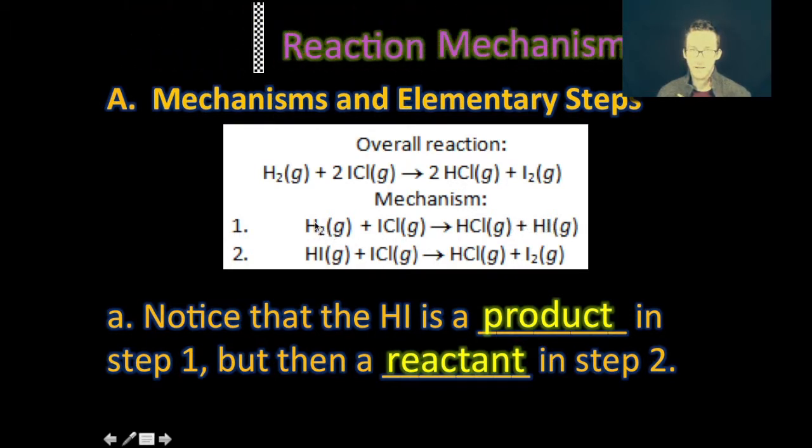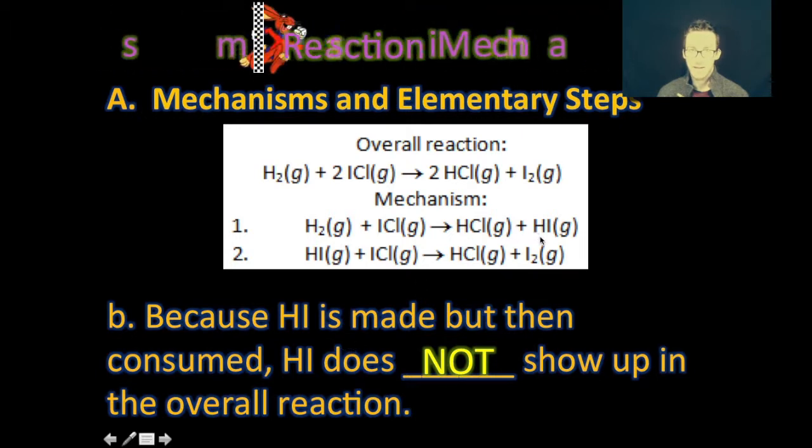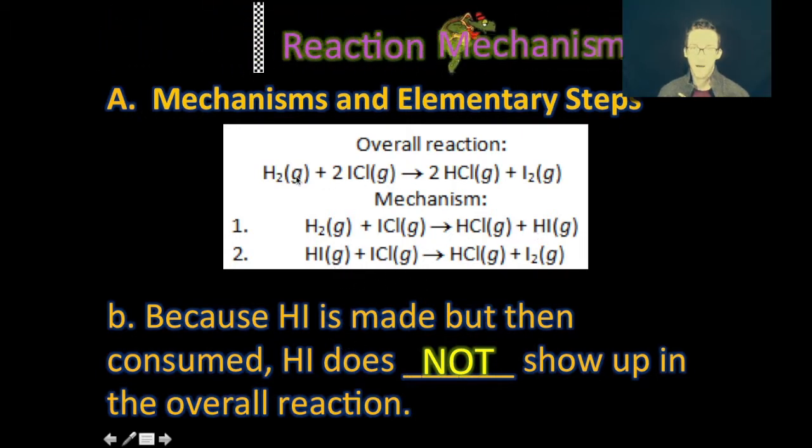Notice, for example, in elementary step 1, we react the hydrogen with this ICl molecule, we produce the HCl, but we also produce this HI molecule, which is nowhere in the overall reaction. But then note in the second step that the intermediate that was produced is then consumed in that second elementary reaction. And because HI is made but then consumed, HI does not show up in our overall reaction. And so in the past, we would have never recognized that this thing ever existed because we never would have written it as a reactant or product.